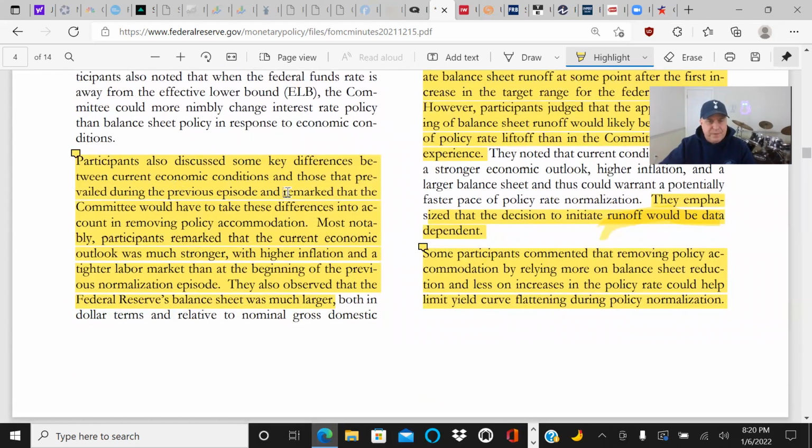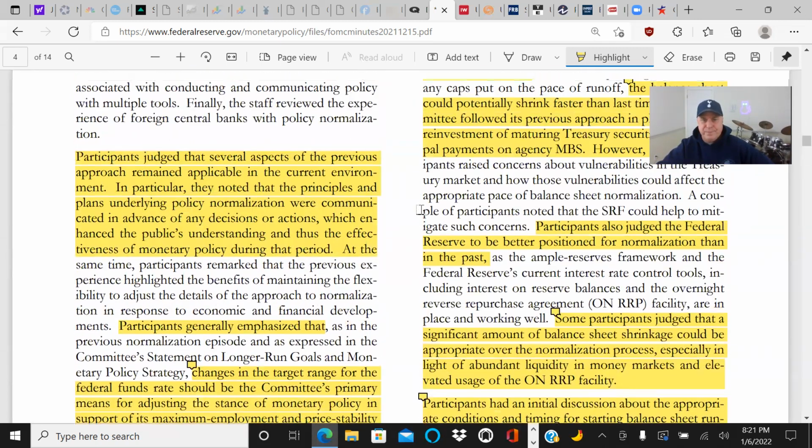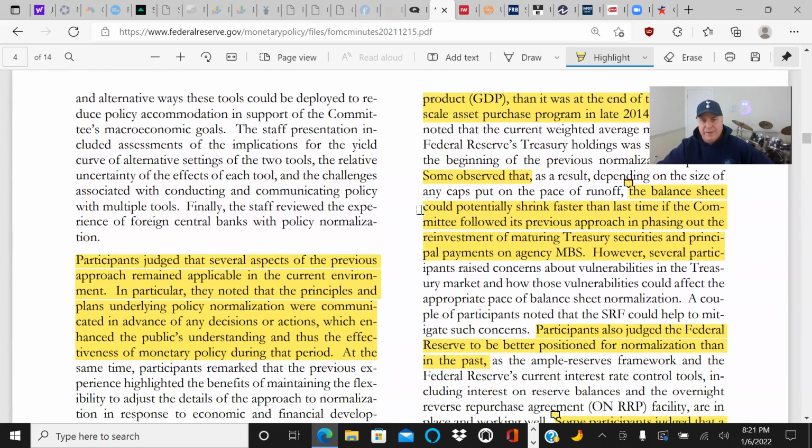Let's see. And the most notable, participants remarked the current economic outlook was much, okay, so this is interesting. So most notably, participants remarked that the current economic outlook was much stronger with higher inflation and a tighter labor market than at the beginning of the previous normalization period. So what they're saying is that we have a very strong economy. We have a very nice labor market now. So we can begin this period of interest rate hikes, quantitative tightening, and unwinding of the federal balance sheet. And we can do that because we don't think it's going to rock the economy so badly. And that's their job. Their job is to try and stabilize the economy.